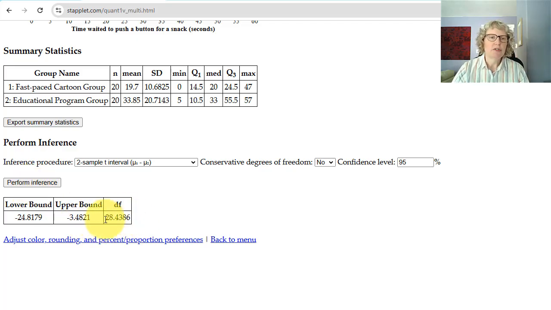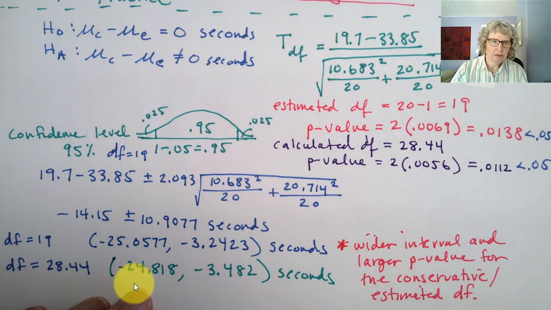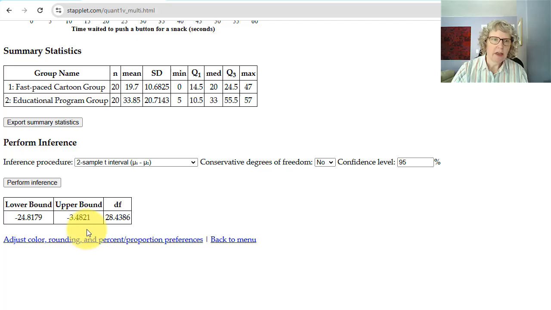Also, maybe they use more digits on the degrees of freedom. That's another option that might account for this last slight difference. Negative 28.818, negative 3.482. Yeah, same, just a difference in the fourth digit. Okay, pretty cool, huh? So that's a lot of stuff.